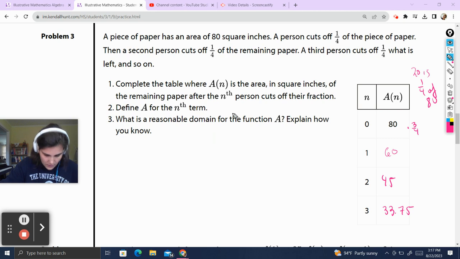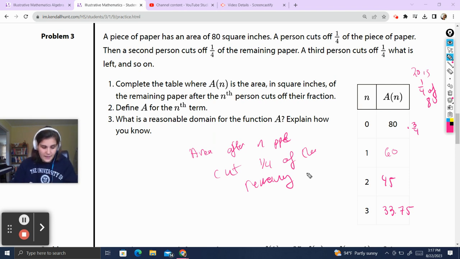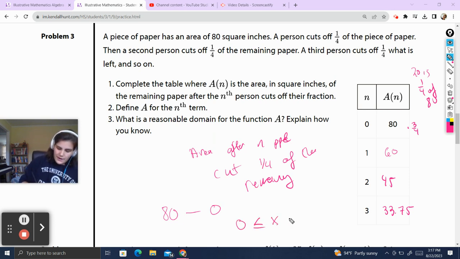Define A for the nth term. So A of n is the area after n people cut off 1/4 of the remaining paper. What is a reasonable domain for function A? Explain how you know. Well, A is going to range somewhere between 80 and, I would say, 0. Actually, 0 is less than or equal to x is less than or equal to 80, because we start with 80 and we're going to get all the way down to maybe about 0.